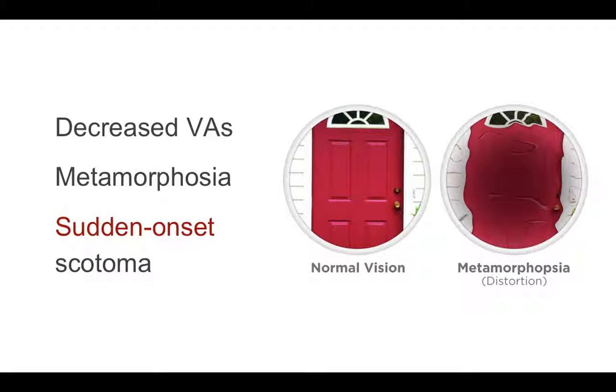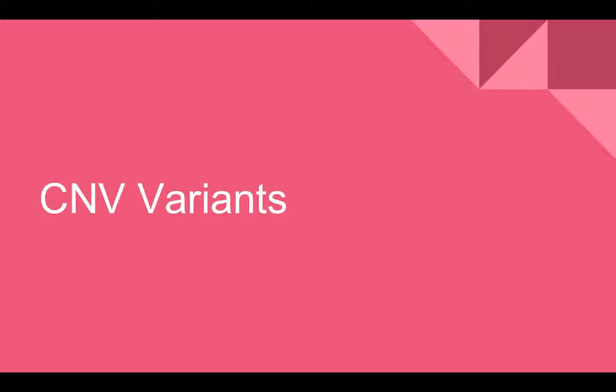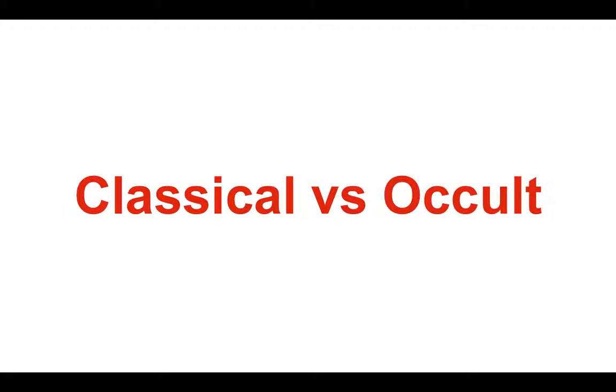And this is obviously different from the dry AMD, where you get minor metamorphosia, gradual decrease of VAs, and a gradual onset of the scotoma. So if there's a big change, it's notable. But if it's more peripheral, or if the patient just genuinely didn't notice it because it's in their less dominant eye or whatever, it might not be picked up unless it's by the opticians, in which case it's an EMAC referral. So the CNV, choroidal neovascularization variants that we're looking at are classical versus occult.